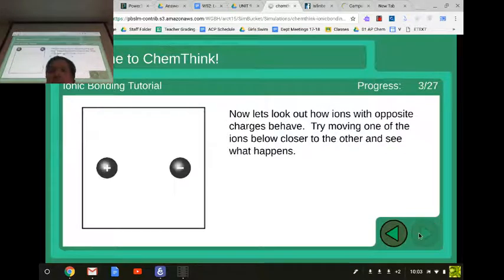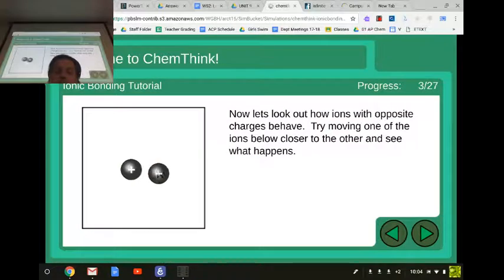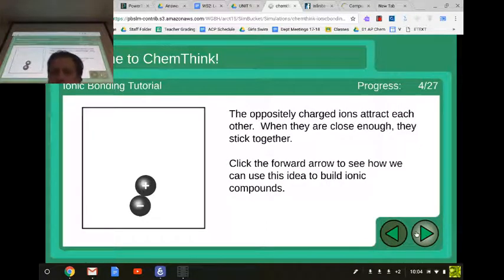Now, what happens if I have two ions that are of opposite charge? They're going to attract. So here we go. Boom. Okay? So far, so good. And if I try to pull them apart, so far, so good with that. So we know that opposite charges attract and like charges repel. We learned about that last unit.